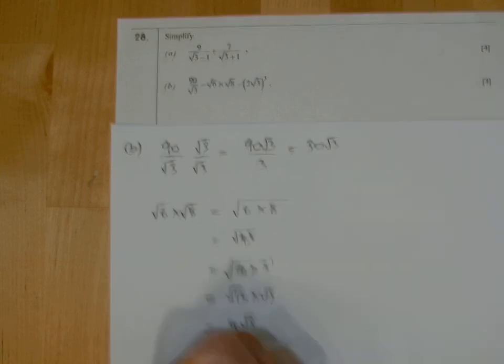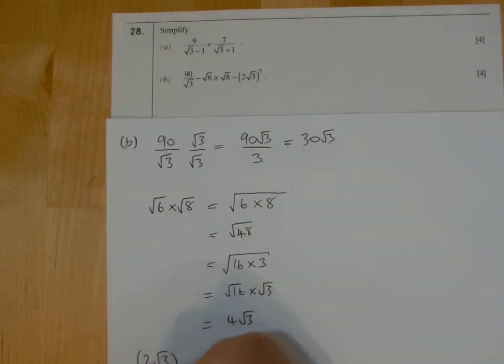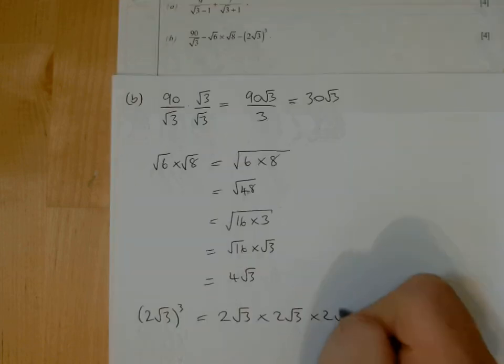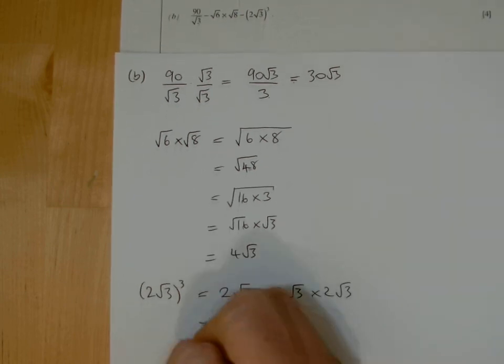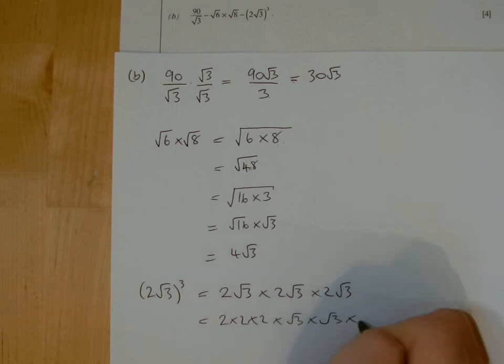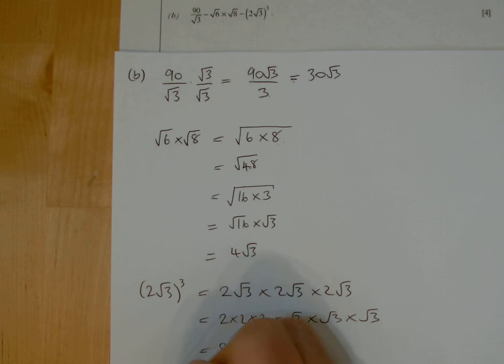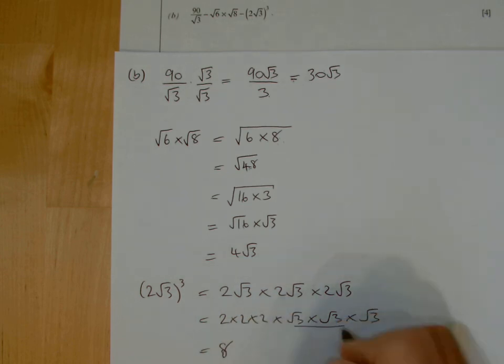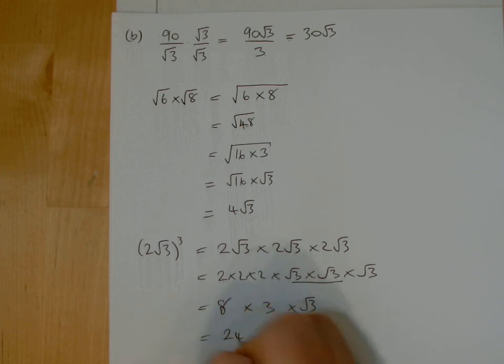Finally then, you've got the 2 root 3 cubed, so that'll be 2 root 3 times 2 root 3 times 2 root 3. And what I would do here is I match up the numbers and match up the root 3s like that. So you times them like that. So you've got 2 times 2 times 2 paired together here. So that'll be 8. 2 times 2 times 2 is 8. Root 3 times root 3 is just 3. You pair them up and times root 3 at the end. So you get 24 root 3.